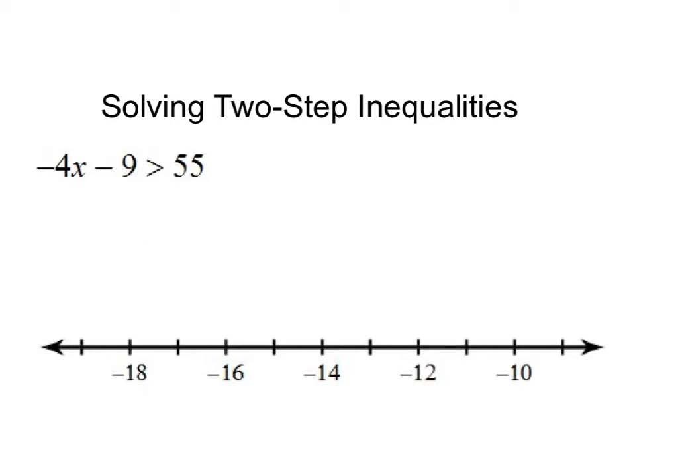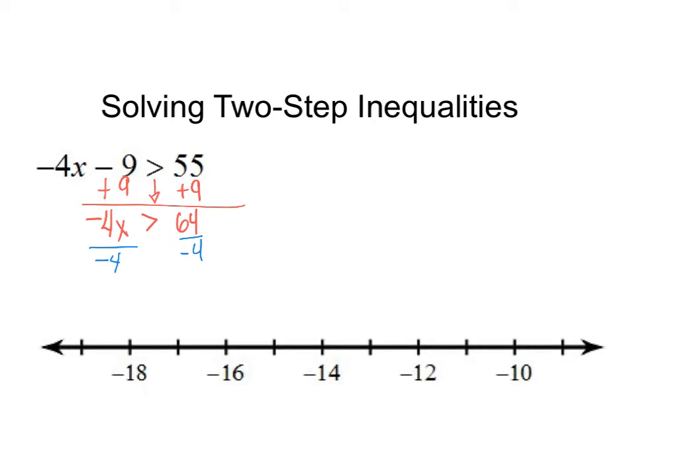Here I have another example. Again, isolate my variable, so I'm going to add 9 to both sides first. So negative 4x. Bring down my symbol. 55 plus 9 will give me 64. So now I need to divide by negative 4 in order to get x by itself. So divide both sides by negative 4.